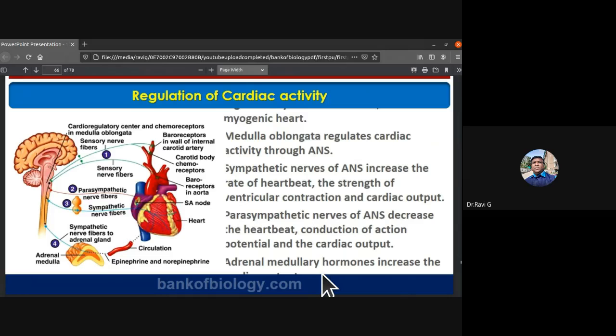Then the adrenal medullary hormones. The adrenal medullary hormones increase the rate of heartbeat, especially the epinephrine, which we also call adrenaline, and norepinephrine is going to reduce the rate of heartbeat. So this is also done by the adrenal medullary hormones. The epinephrine is going to increase the circulation as well as the rate of heartbeat, whereas the norepinephrine is going to reduce the rate of heartbeat.